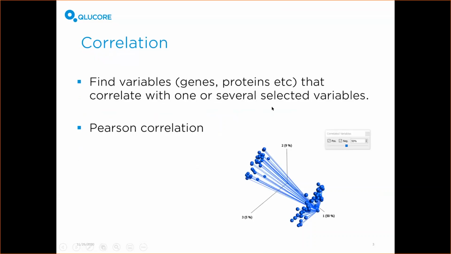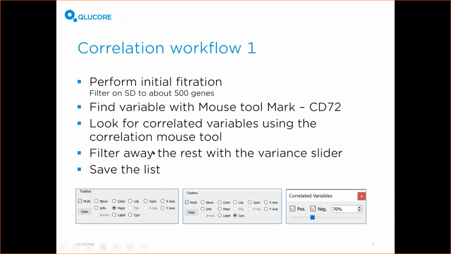So we will start with the correlation. Here we will find variables, which could be genes, proteins, and so on, that correlate with one or several selected variables, and we will use the correlation tool for that. And we are here working with Pearson correlation. And here are the steps that we're going to go through. So let's do that.